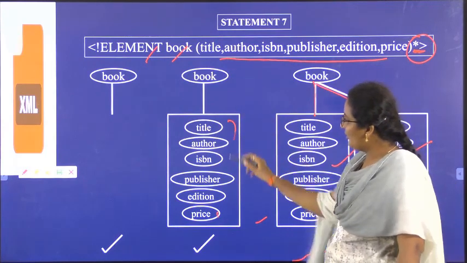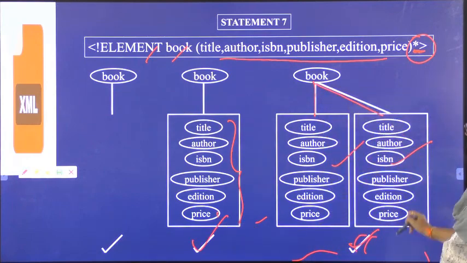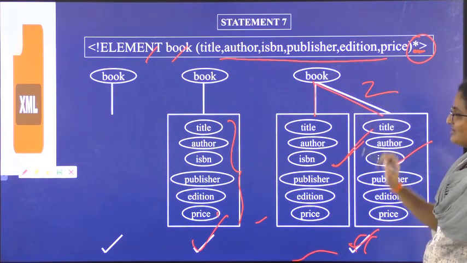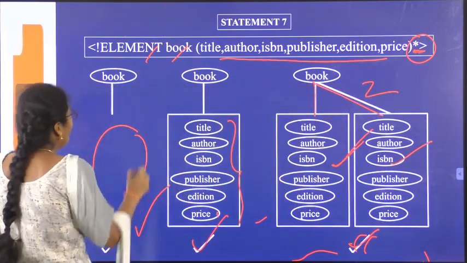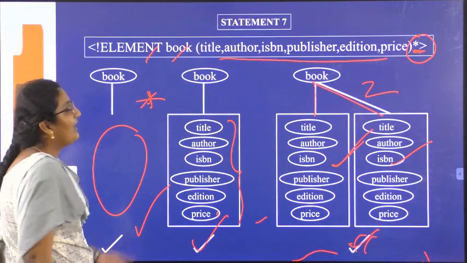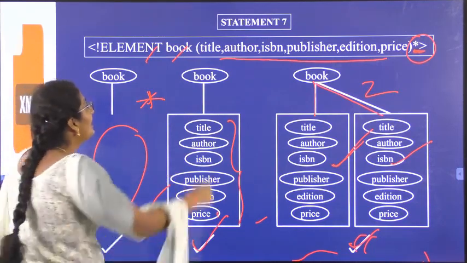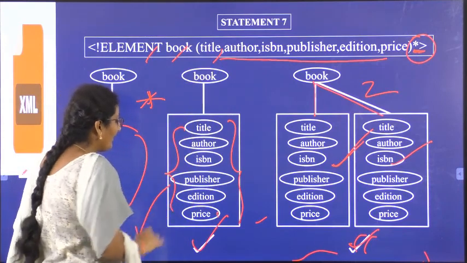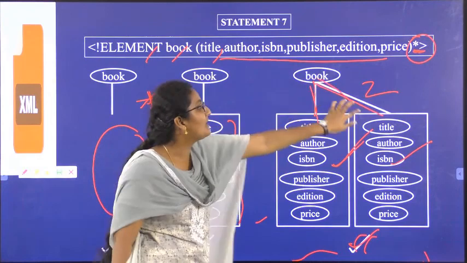So here, following the order, one time it appeared. It is correct. Following the order, two times it appeared. It is also correct. And if it doesn't appear, that is also correct. So asterisk means any number of times, if they want, they can appear that number of times. Comma means they should follow the order. So here they followed the order and the asterisk is there, that's why two times they have appeared.